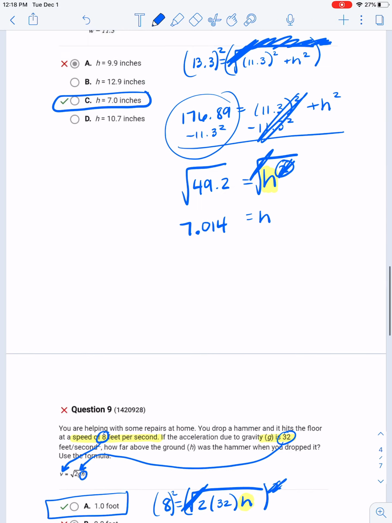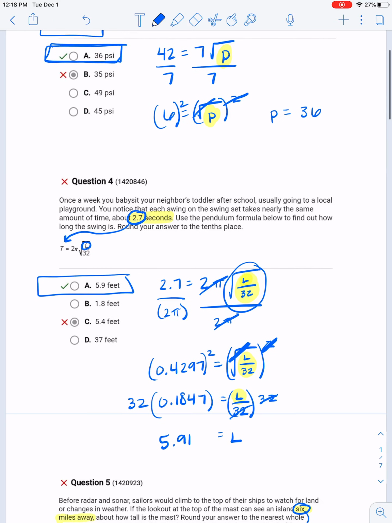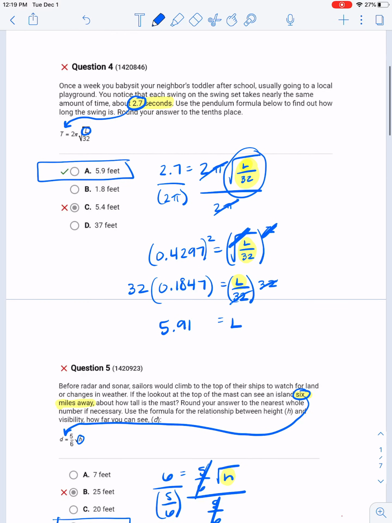So those are some of the types of questions, actually most of the types of questions you're going to see for section 8.6.3 of Algebra 2.